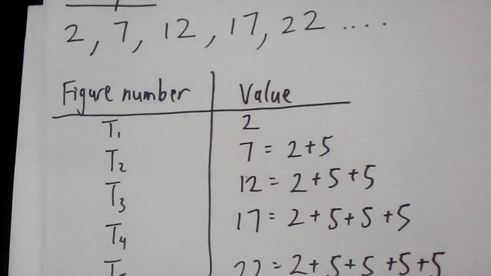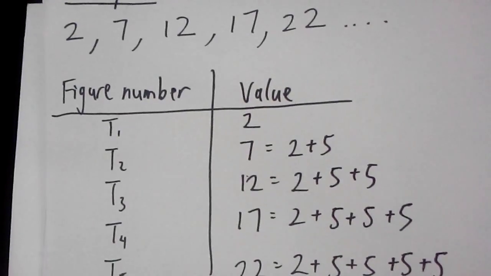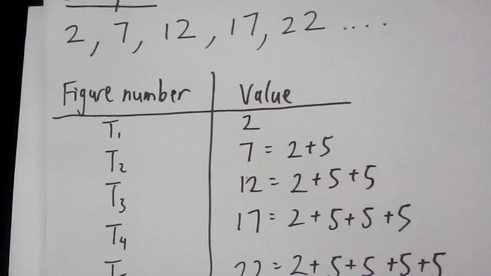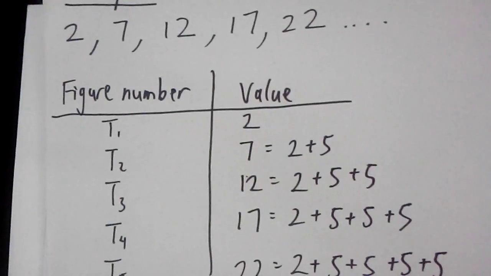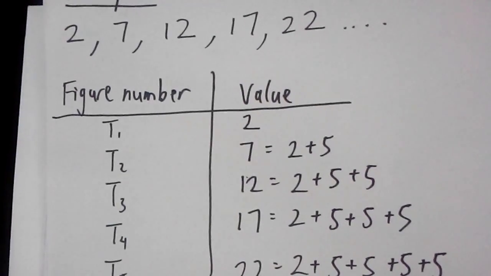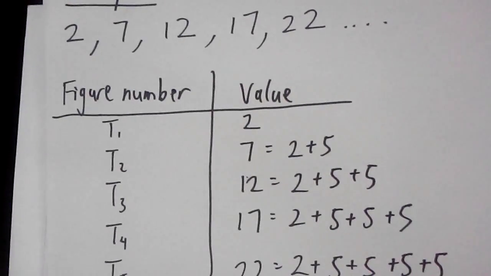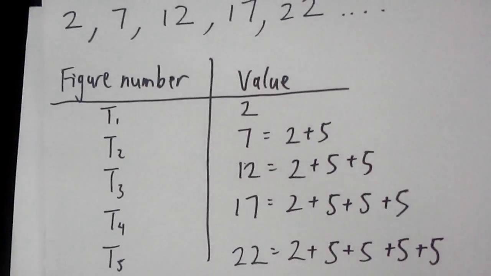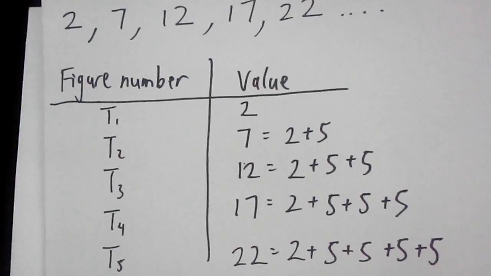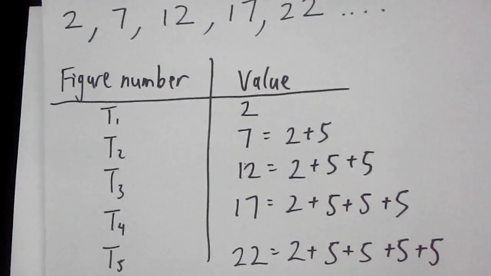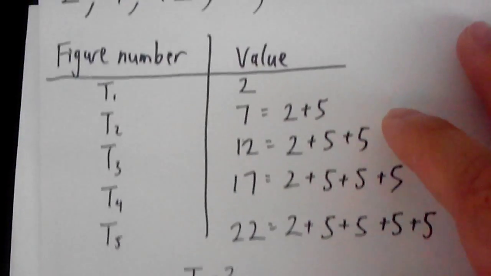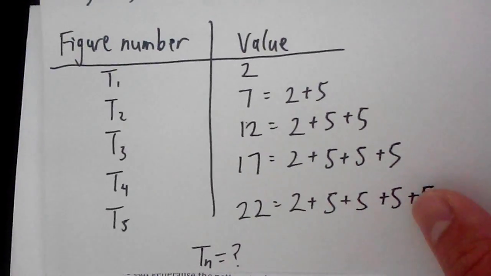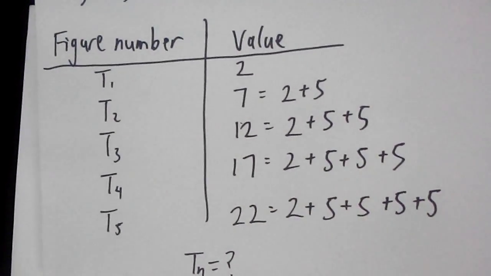Now if we look here, we can find that the value of t1 is 2, for t2 it's 7, which is 2 plus 5, t3 is 12, which is 2 plus 5 plus 5, t4 is 17, which is 2 plus 5 plus 5 plus 5, and lastly t5 is 22, 2 plus 5 plus 5 plus 5 plus 5. So what is Tn? How do we calculate the general formula?